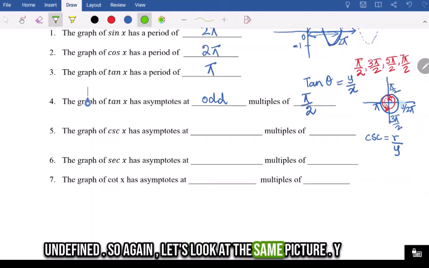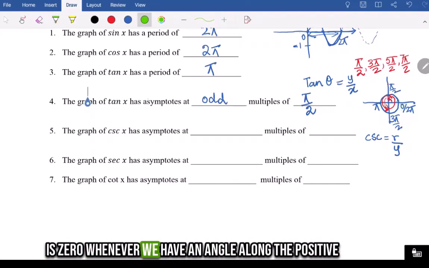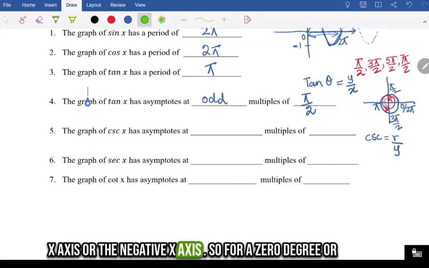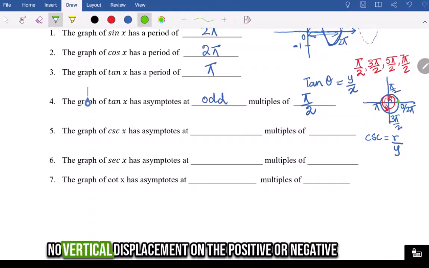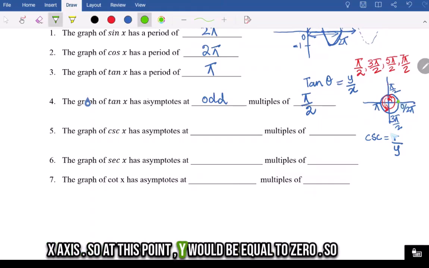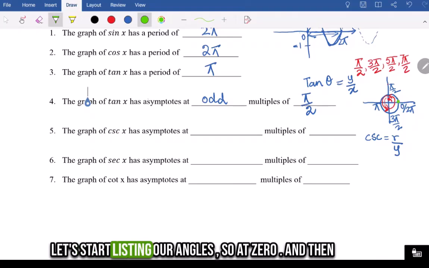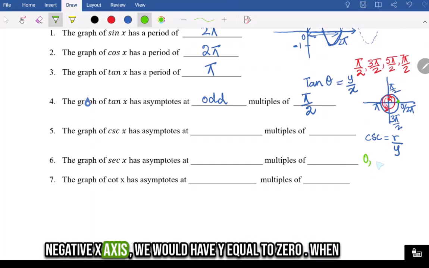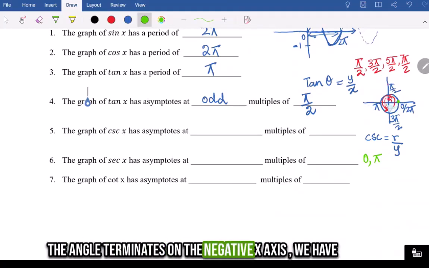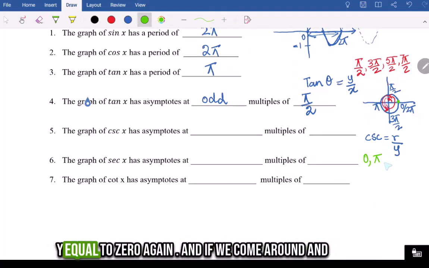So again, let's look at the same picture. Y is 0 whenever we have an angle along the positive x-axis or the negative x-axis. So for a 0 degree or 0 radian angle, y would be equal to 0. There's no vertical displacement on the positive or negative x-axis. So at this point, y would be equal to 0. So let's start listing our angles. At 0, and then when we come around and stop at pi, which is the negative x-axis, we would have y equal to 0. When the angle terminates on the negative x-axis, we have y equal to 0 again.